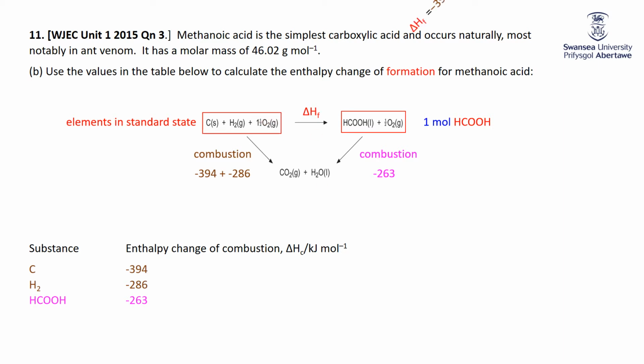So to get delta H, we have to go either directly, or we can go around this little circle here. We go first here, that's minus 394 and minus 286, and then we go back this way. Well, going back means we're going negative, so it's negative minus 263. Punch that in, and delta HF is minus 417 kilojoules per mole.